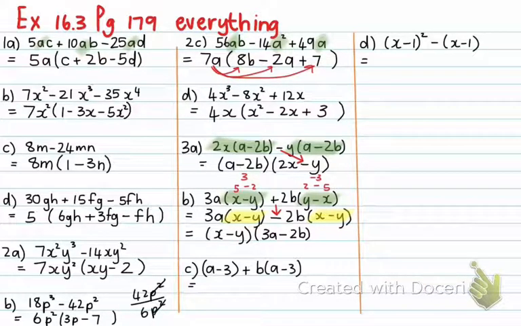Right, c is quite tricky as well. Okay, so here I have my first term. There's the second term. And the highest common factor here is the bracket a minus 3. But to determine what is left, this is very important, guys.